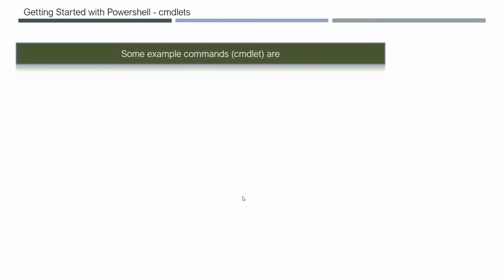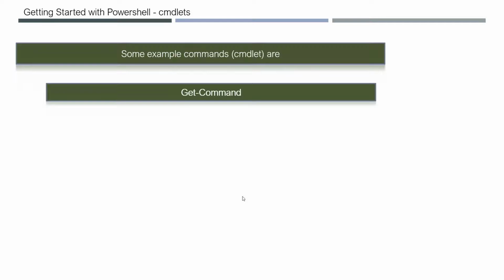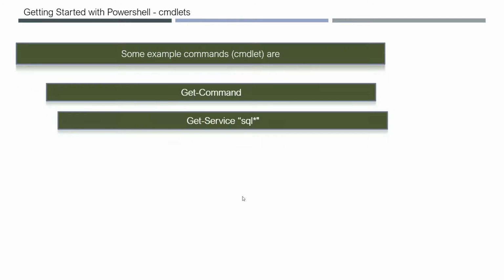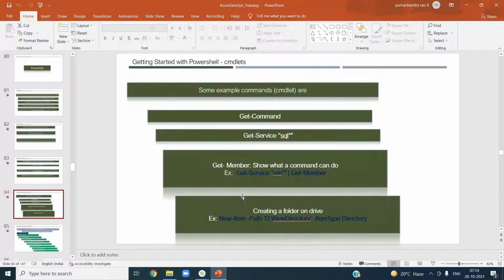So this is how your PowerShell command looks. You will have two words: word one, hyphen, word two. The reason I started with Get-Command is that it will give you the list of all the commands available in your local PowerShell environment. As I told you, PowerShell is module based. If you use the Get-Command commandlet, it will give you all the commands available in all the modules installed locally in your PowerShell environment.